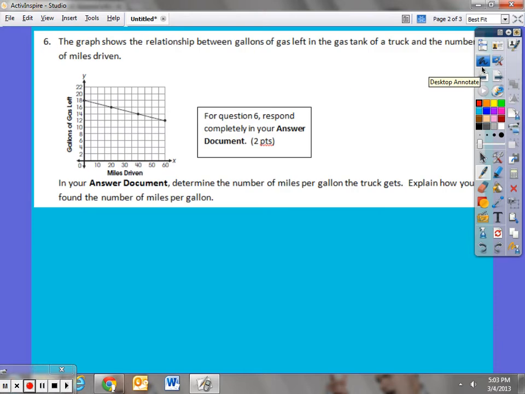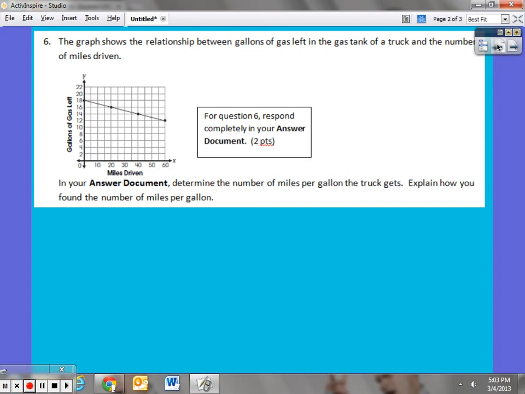Another one was missed by quite a few of us. A lot of us had 0 on this, which doesn't help us at all. The graph shows a relation between gallons of gas left in the gas tank of a truck and the number of miles driven.